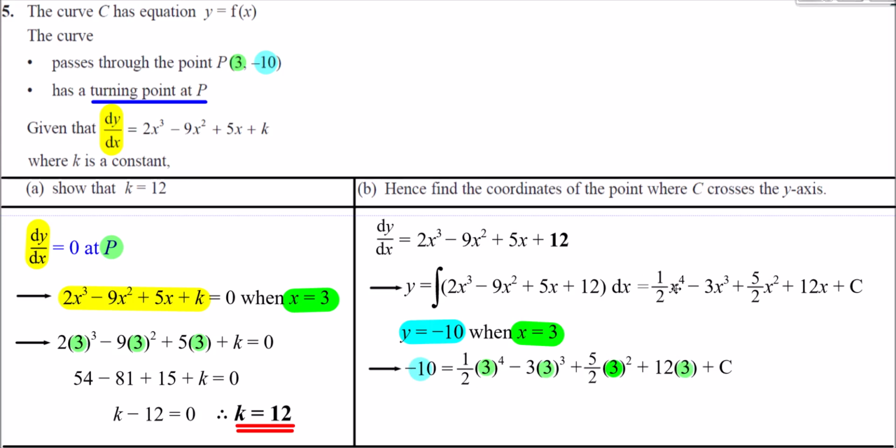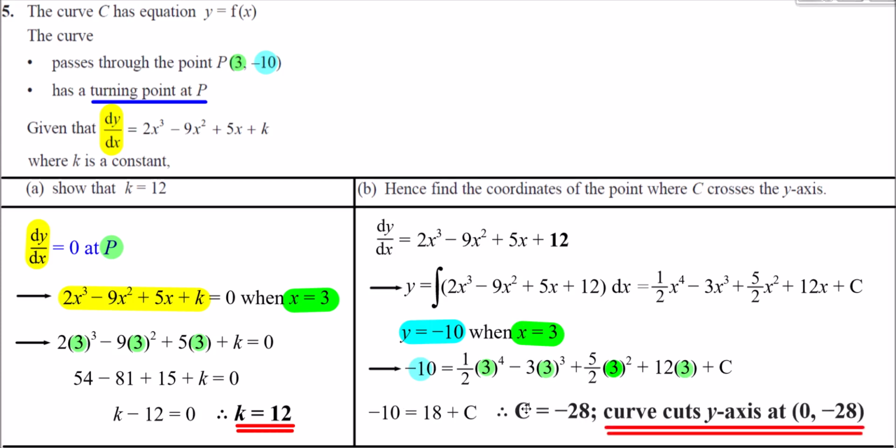Just switching each instance of x for the value 3, because x is 3. So let your calculator do the legwork here. Type this in and neaten it up. You should find that minus 10 on this side, all of this here, is actually just 18. So minus 10 is 18 plus c. If I subtract 18 from both sides, the constant of integration is minus 28.